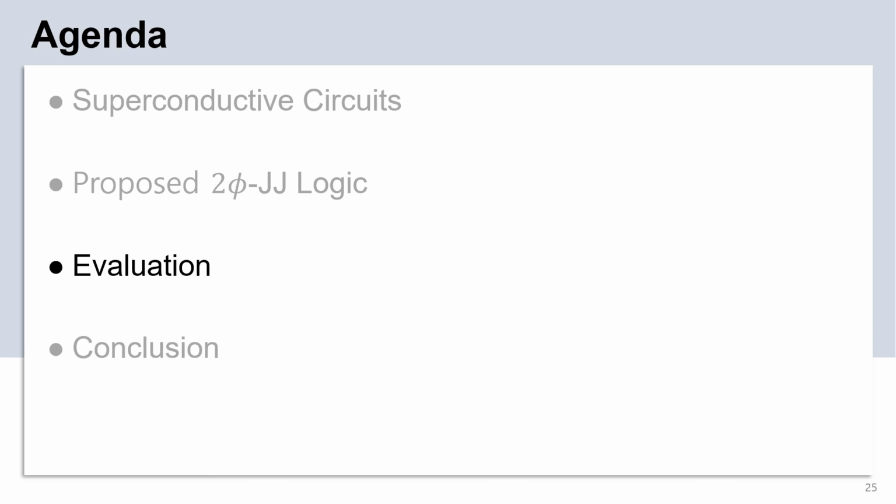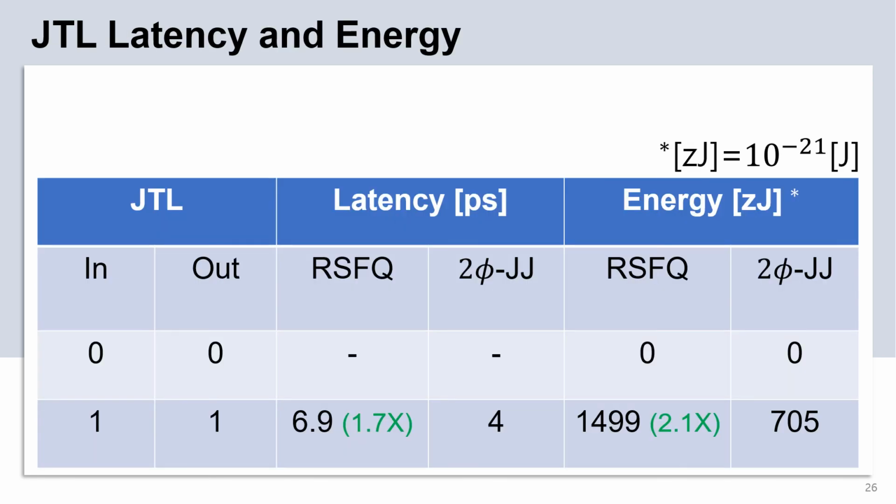So now we go to the evaluation phase. For the results, the latency was calculated as the difference between the output pulse and the arrival of the clock input pulse. When the logic gate doesn't produce an output pulse, we say the latency is undefined, and the energy was calculated as the integral of power consumed over one clock cycle during an operation of every logical input combination.